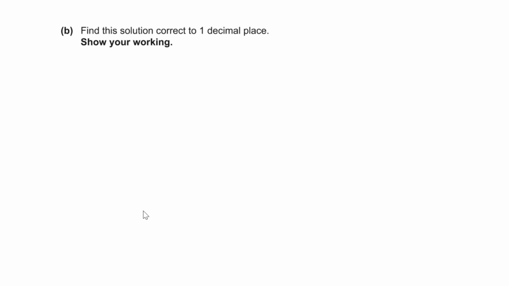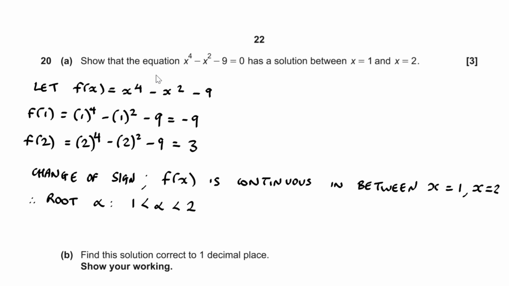And now for part B, we have to find the solution giving the answer correct to 1 decimal place. Now, there are a couple of ways of doing this. One way is we can continuously find a change of sign, so we can continue finding smaller intervals. The other way is to use iteration, and for that we'd have to rearrange so we've got x equals g of x essentially.